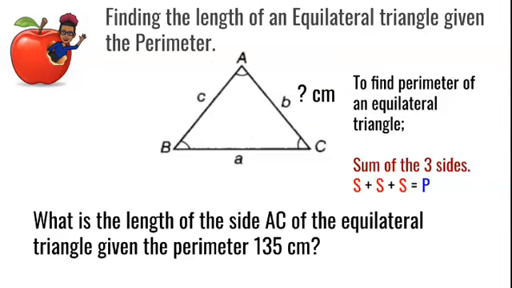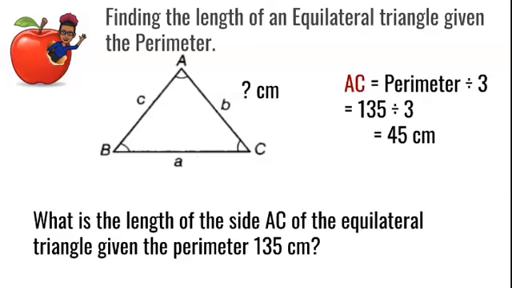Now, let's recap. To find the perimeter of an equilateral triangle, again, we add those 3 sides. We find the sum of the 3 sides to get our perimeter. In this case, we have our perimeter and we need to find the length of the sides. Here, find the side of AC. So once we find the length of one side, we're going to find the length of the other sides. Given the information, we have the perimeter, that's the distance around. We know there are 3 sides, 3 equal sides.